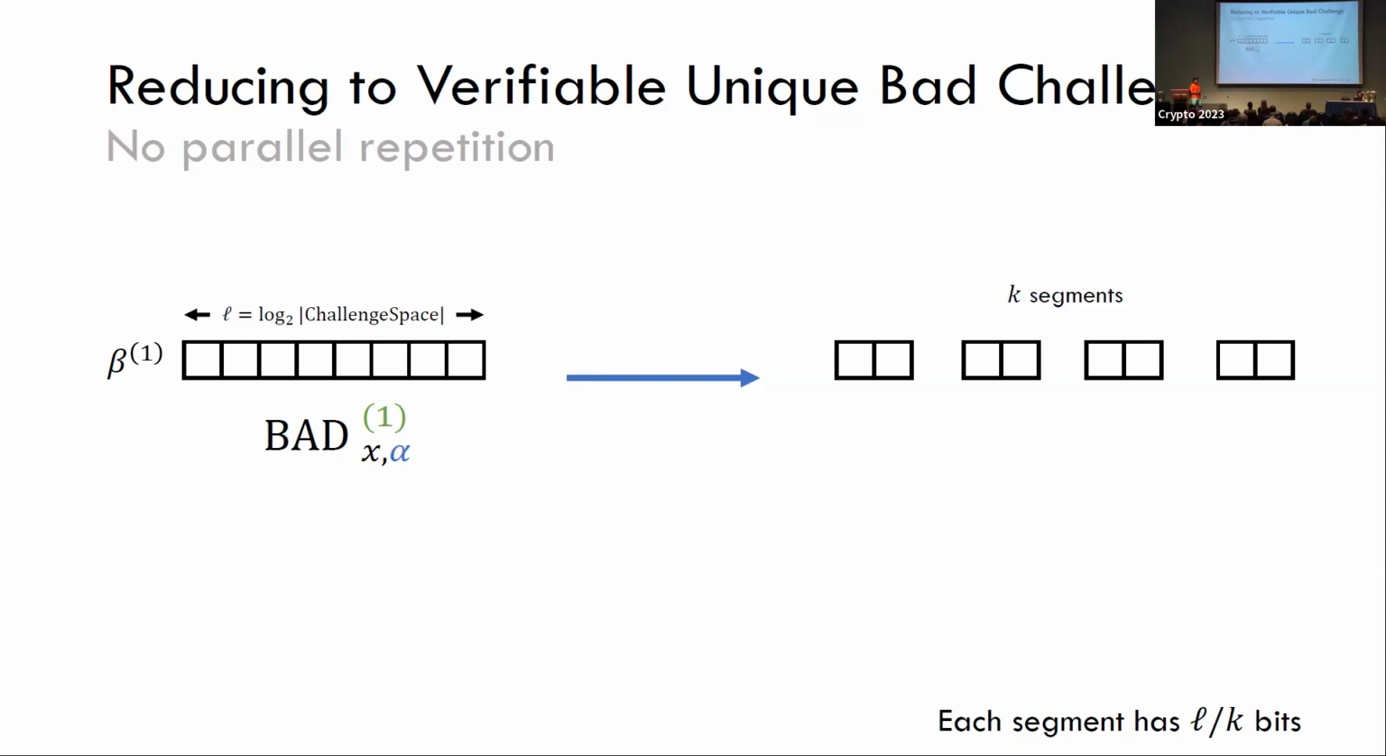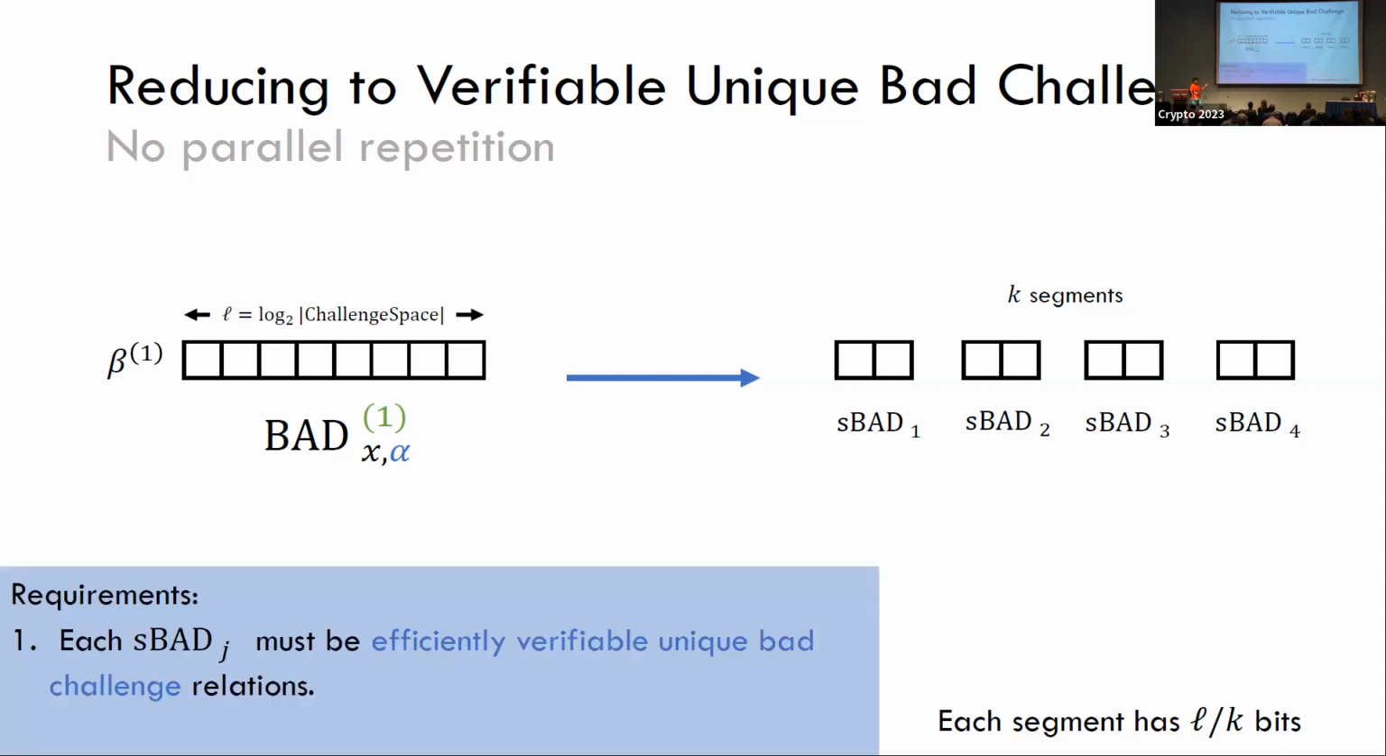So for each segment, we want to say that a segment is good or bad. And so we're going to define corresponding sets for each of these segments. These sets are going to be different for each segment, and they have to satisfy two properties. The first is what I've been building towards: these have to be efficiently verifiable and unique. And the second, for this to even be useful, is that if there is a challenge on the left that's bad, then there must exist a bad segment on the right.